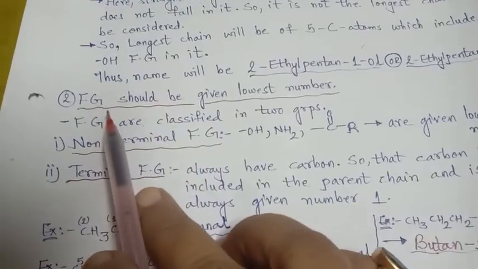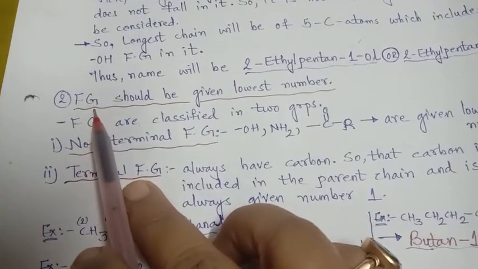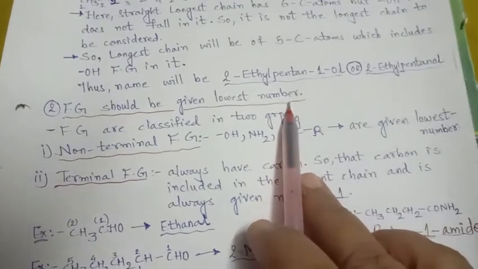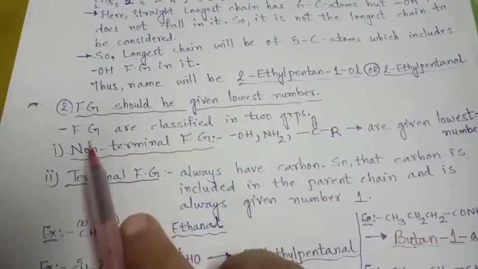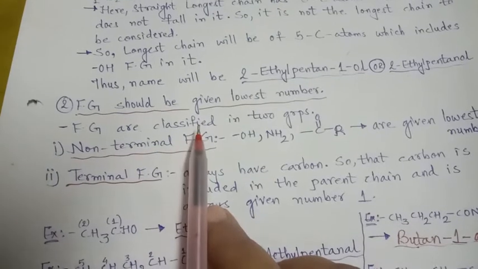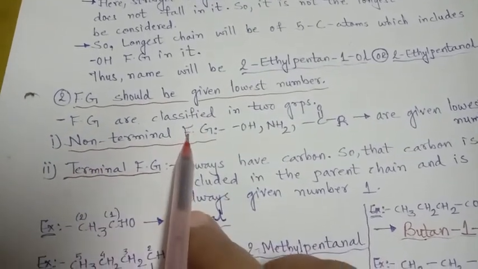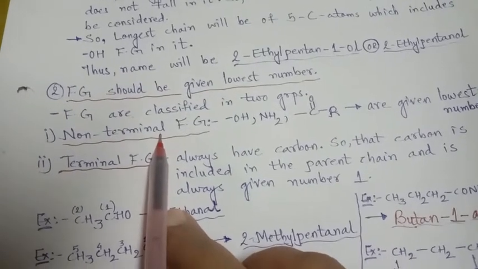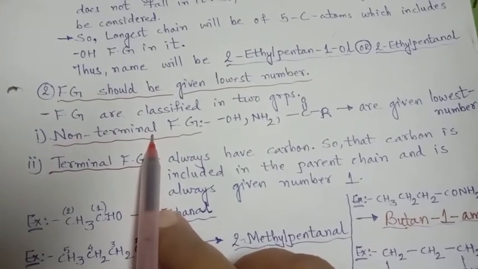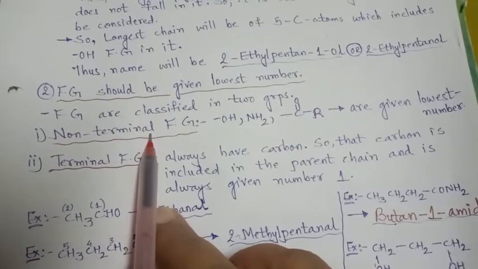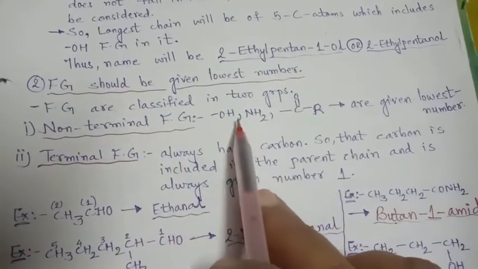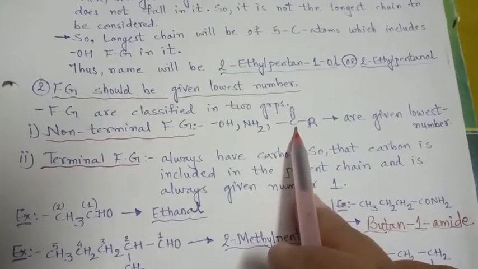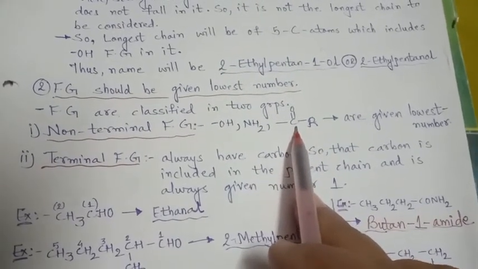Now second thing is, wherever the functional group is there, it should be given the lowest number. Now here, before we start, we will have to see that functional groups are classified into 2 groups. One is the non-terminal. Non-terminal means this group may be on the terminal position or they may be in the mid or somewhere in the parent chain. And those functional groups are the alcohol group, amine group as well as ketone group. Right? And they will carry the lowest number.